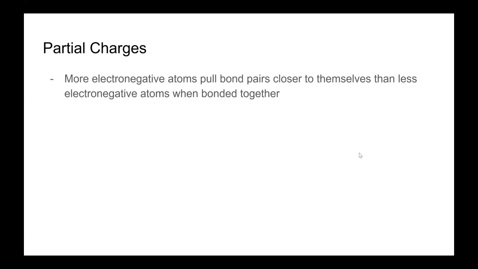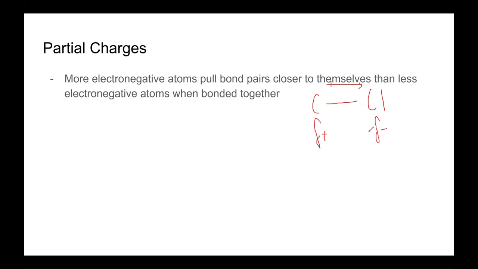Now, an important thing I want to cover and focus on is partial charges. This has something to do with bond polarity. The more electronegative atoms like electrons more, so they will pull bond pairs closer to themselves than less electronegative atoms when the two are bonded together. So for example, when you have carbon bonded to a chlorine, because chlorine is more electronegative, the electron pair wants to be located closer to chlorine than to carbon. Of course, the electrons are not localized, but they have a greater tendency to be nearer to chlorine than to carbon. So the bond polarity here is that the chlorine is partially negative while the carbon is partially positive, because the bond pair tends to be pulled towards the chlorine atom.